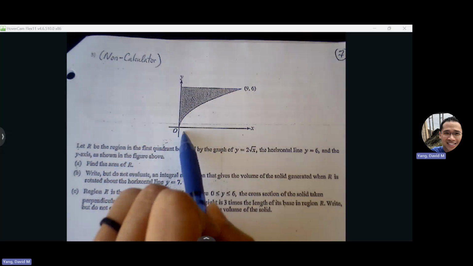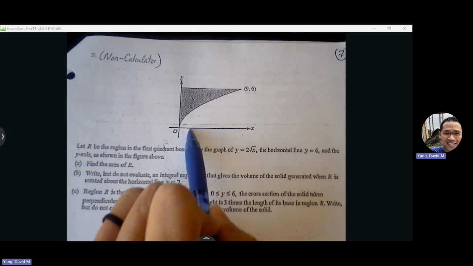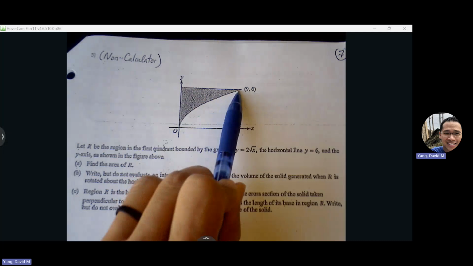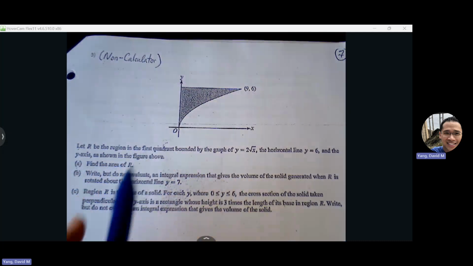Let R be the region in the first quadrant, bounded by y equals root x. So root x is the curve, the horizontal line y equals 6, and the y-axis. Find the area of R.